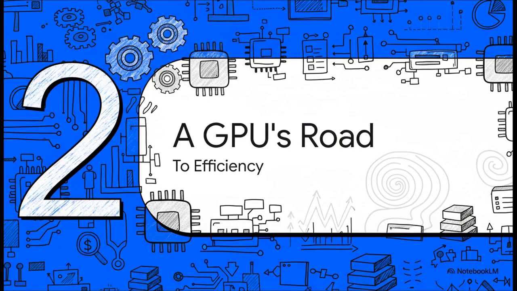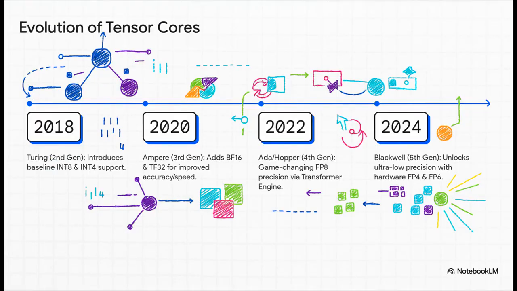But look, this amazing capability didn't just appear out of thin air. It's actually the result of years and years of hardware innovation built right into the very architecture of NVIDIA's GPUs. So let's trace that road to efficiency. If you look at this timeline, you can see a really clear pattern. Each new generation of GPU, all the way from Turing to Blackwell, has gotten smarter and smarter at handling smaller numbers in its specialized hardware, the tensor cores.